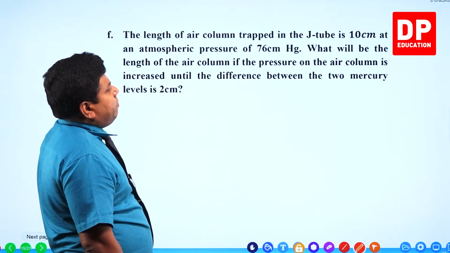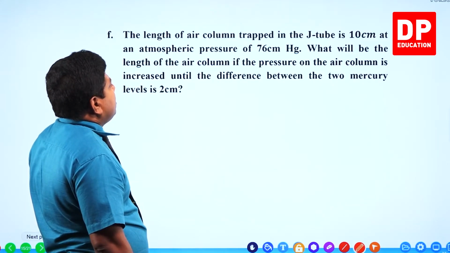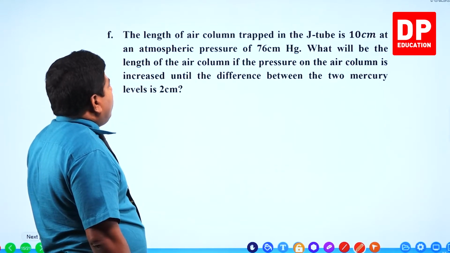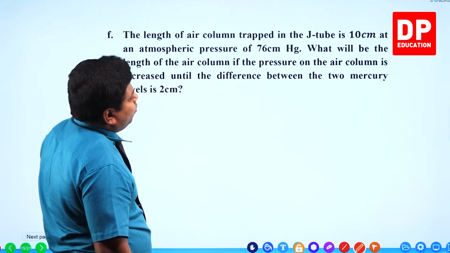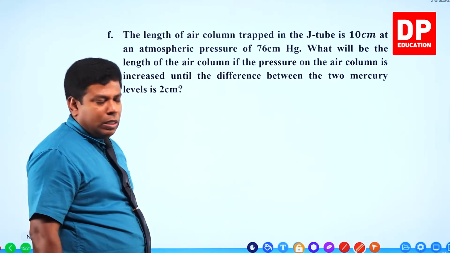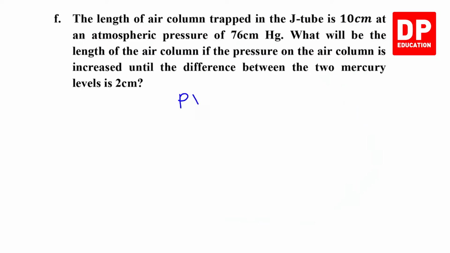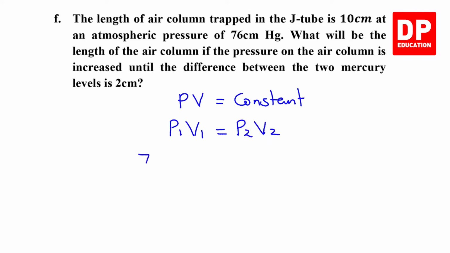The length of air column trapped in the J tube is 10 cm at an atmospheric pressure of 76 cm mercury. What will be the length of the air column if the pressure on the air column is increased until the difference between the two mercury levels is 2 cm? Now look at this. PV is constant. P1 V1 equals P2 V2. P1 is atmospheric pressure, 76 cm. V1, they say the air column's length is 10 cm, so 10 into A. A is the cross-sectional area.